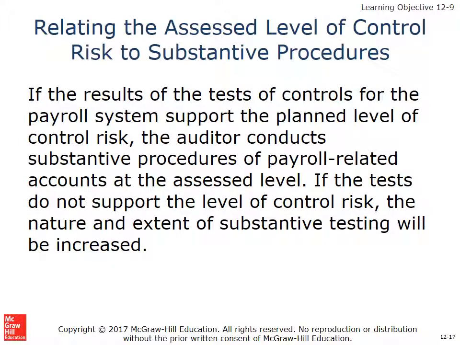So once we look through those assertions and collect information, if the results of the test of controls for the payroll system support the planned level of control risk, the auditor conducts substantive procedures of payroll related accounts at the assessed level. If the tests do not support it, the nature and extent of substantive testing will be increased, as always. That is how it works, right? We determine our inherent risk, we look at our control risk. Once we assess our control through tests, we then either modify or keep our control risk where it's at.